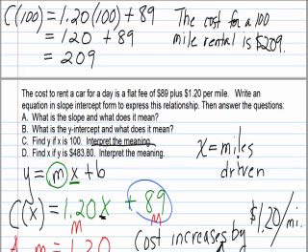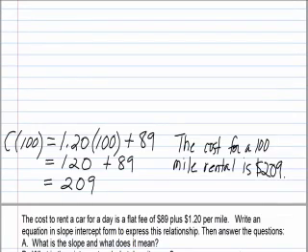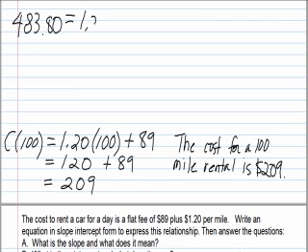Part D. Let's find x if y is 483.80. And what does that mean? So we take our equation, and instead of our y, we put 483.80. And we don't know the x this time. What we're really asked to find is x, and x is the number of miles that we drive that car. So we'd have to do a little bit of arithmetic here.